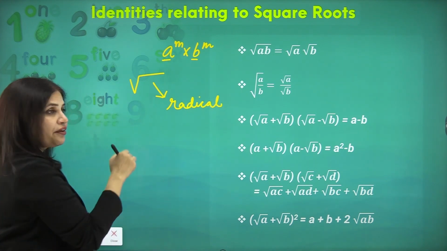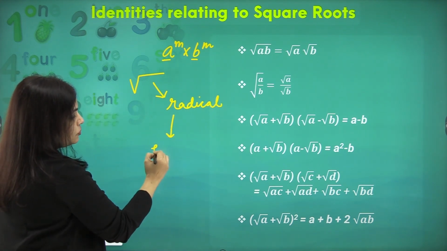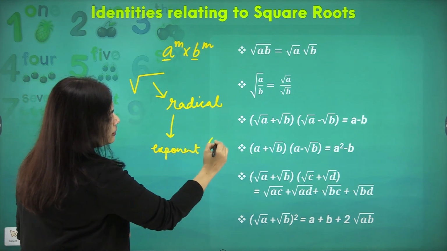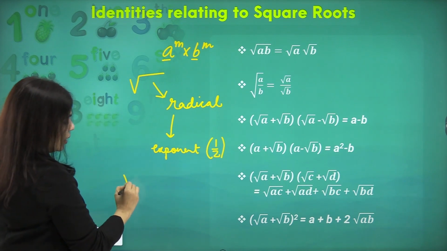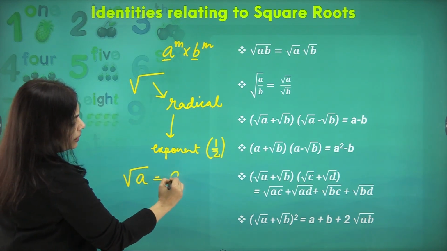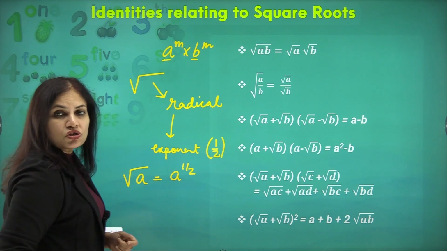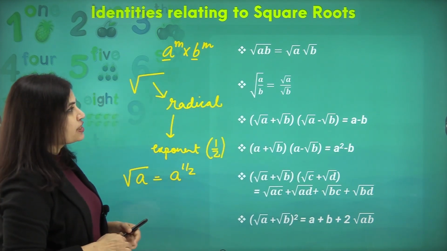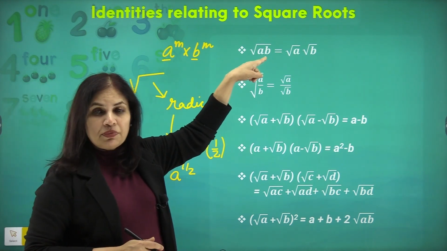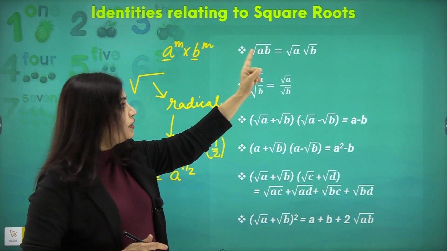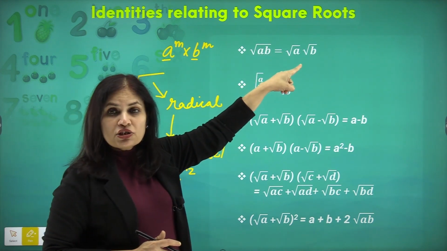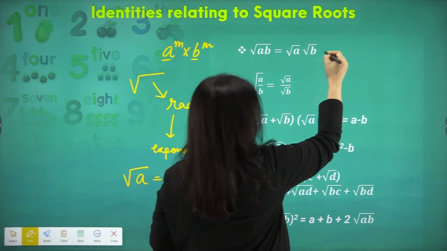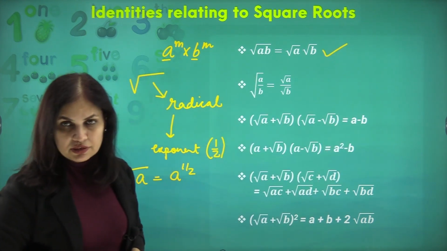And if I write it in the form of exponent, it will take the form half. So under root a means a raised to the power half. So going by the law of exponent, root ab means ab raised to the power half, which can be split up as a raised to the power half into b raised to the power half. This is very important in simplification of irrational numbers.